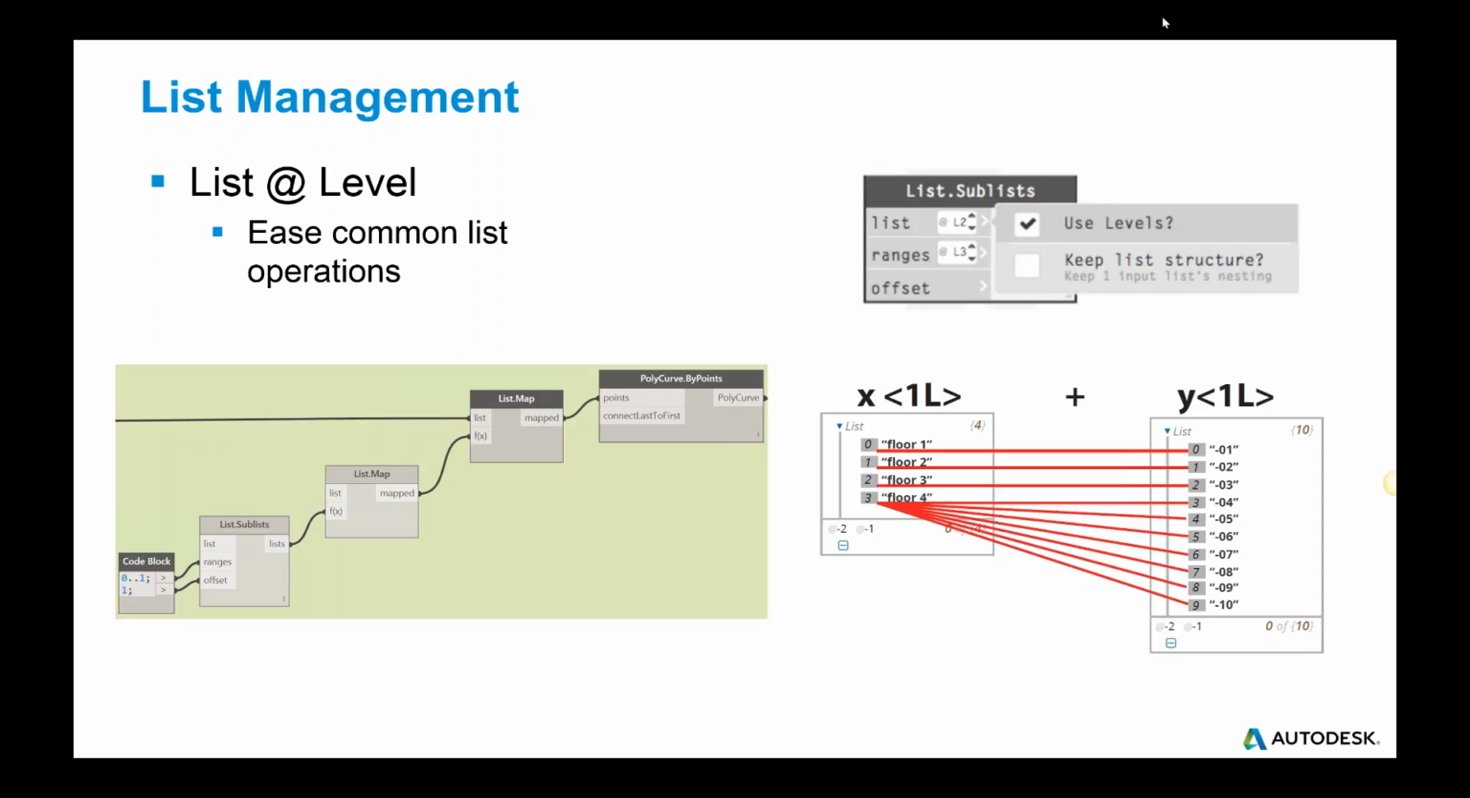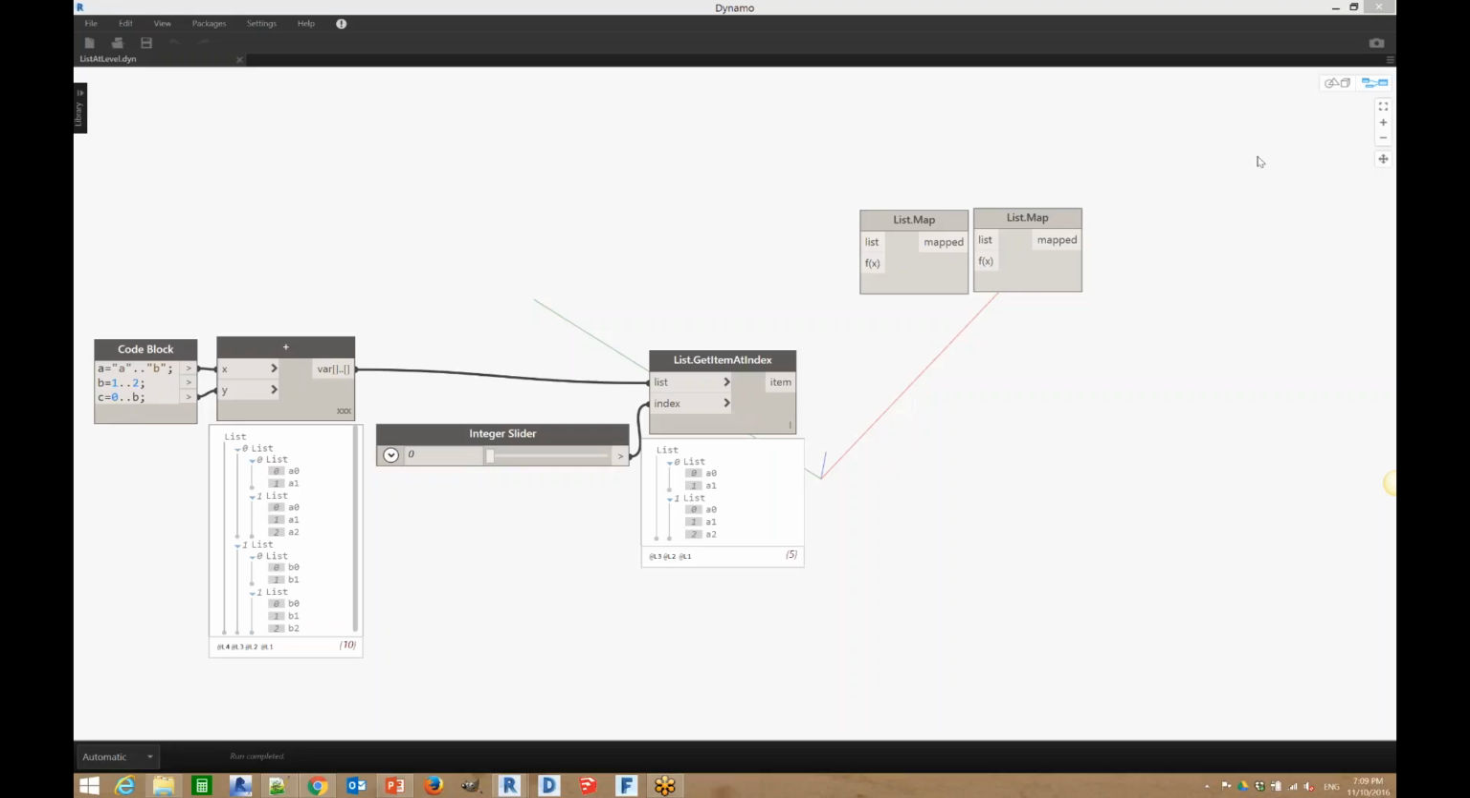Hold on. List at level. Oh, Zach, we're still seeing just the cameras. Here, hold on. Just the cameras. Oh, I stopped my screen share for some reason. How's that? And we're back. Yep. And we're back. Okay.